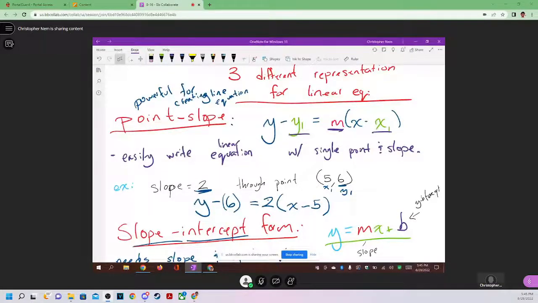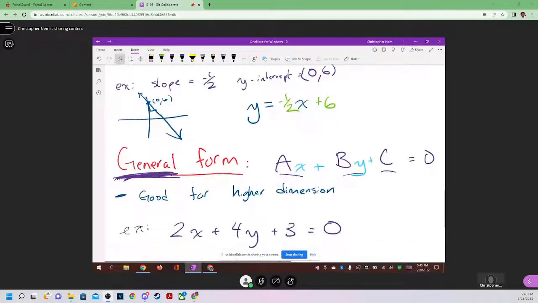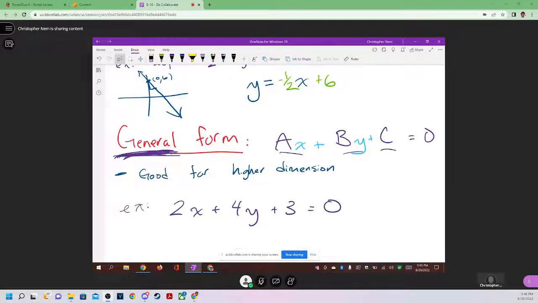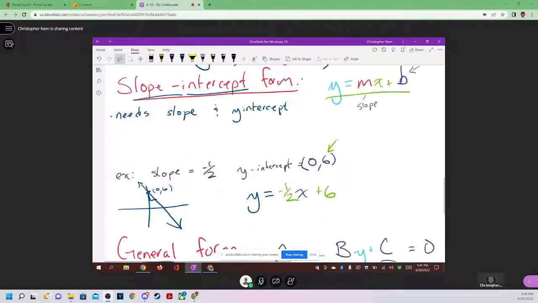It's very specific. You need a slope. You need a y-intercept. However, with general form, you do not need anything at all. It's that arbitrary or that general. So those are the 3 forms, and we're going to be talking about some pros and cons of each.